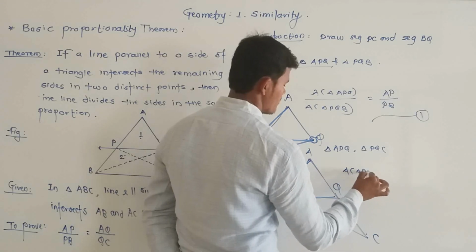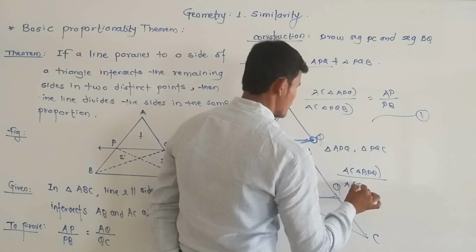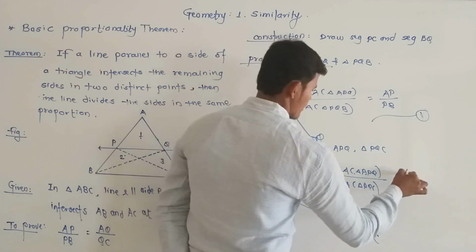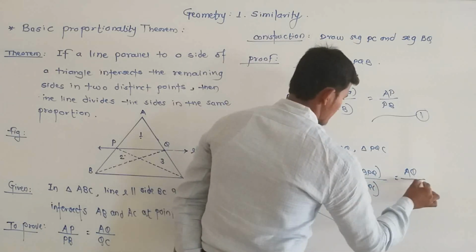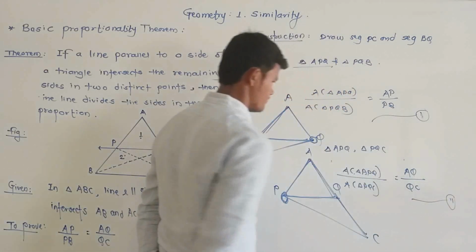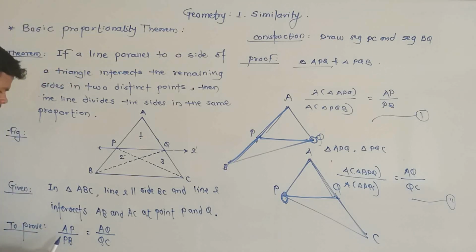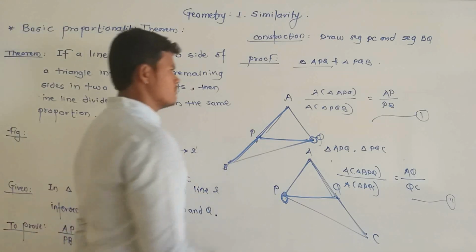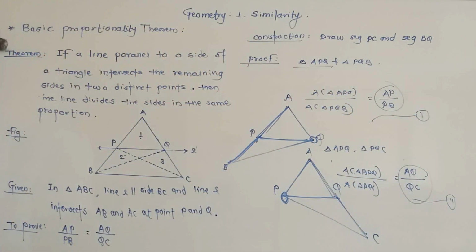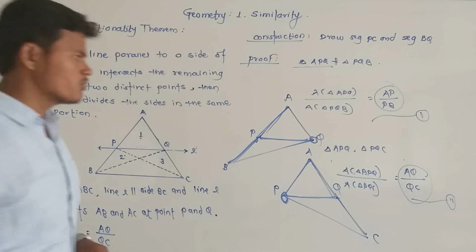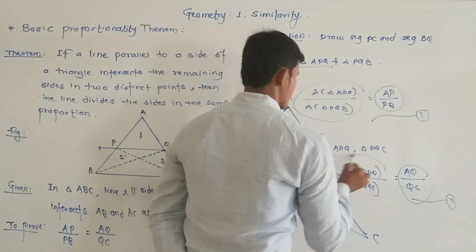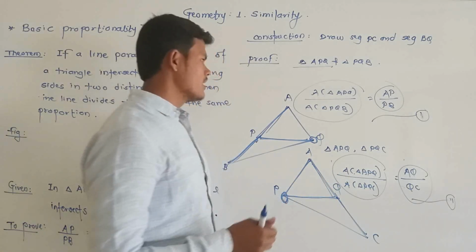So we get area of triangle APQ upon area of triangle PQC is equal to the base of triangle APQ, AQ, and the base of triangle PQC, QC. So we get the ratio of areas of triangles is equal to AQ upon QC. Now we have to show that AP upon PB is equal to AQ upon QC. We have both the ratios AP upon PB as well as AQ upon QC, but we have to show them as equal. So to prove both the ratios are equal, first we should prove that their left hand sides are also equal. That means the ratios of areas of triangles are equal.